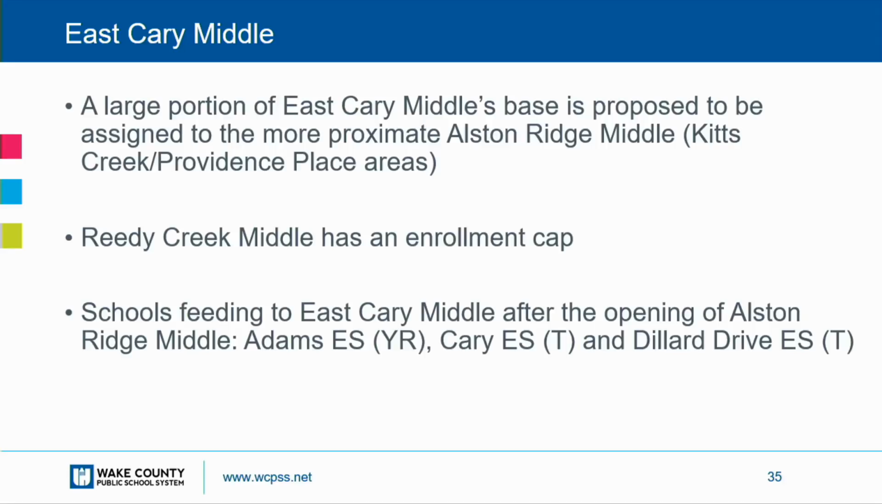And so part of our recommendation was to convert the school to traditional calendar because Reedy Creek Middle School, which is nearby, has an enrollment cap. Also, considering after the Alston Ridge Middle School opening, the three schools that would be feeding to East Cary Middle School are Adams, which is on the year-round calendar, and then Cary Elementary and Dillard Drive Elementary, which are both on traditional calendar. So you've got some mismatched calendar alignments there.